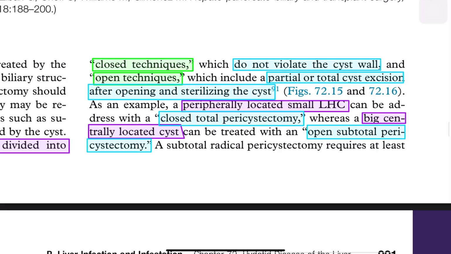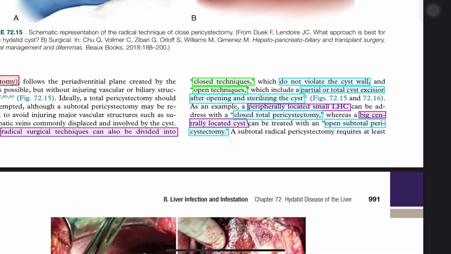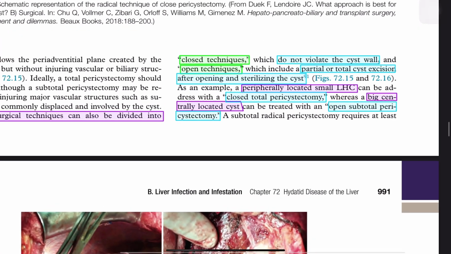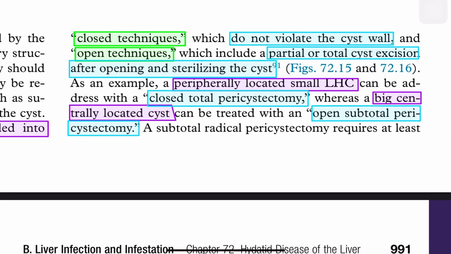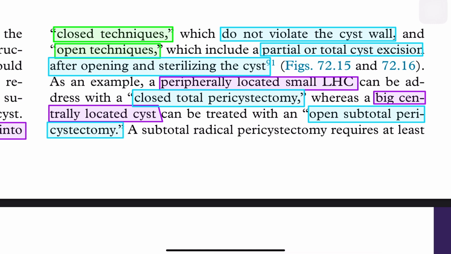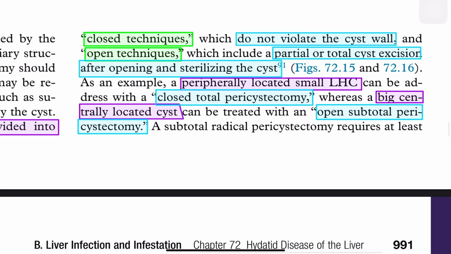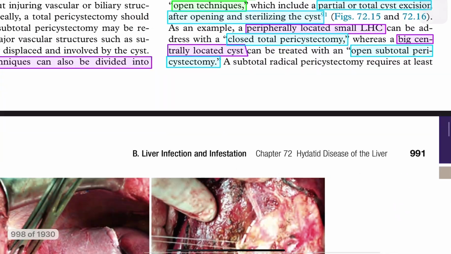Okay, so if it is a peripherally located small cyst, you should do closed total pericystectomy. Okay, if the cyst is a big, centrally located cyst, then you have to do open subtotal pericystectomy. Central and big, open. Periphery and small, closed.